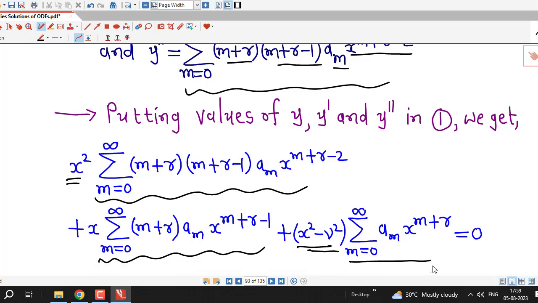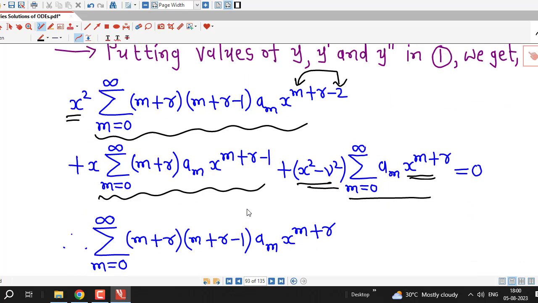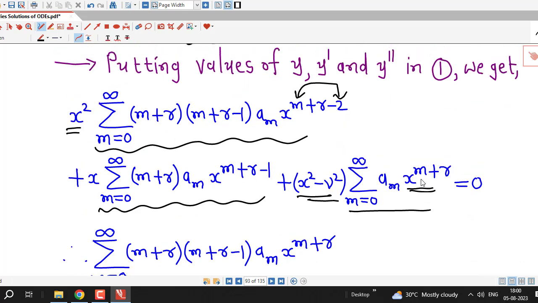Now the next step is we first make sure that in every summation the power of x is m plus r. Here it is not m plus r, and here also it is not m plus r. So before checking for x raised to m plus r, we first have to multiply each of these terms with each of these summations. So first I have multiplied x square with this x raised to m plus r minus 2, and it is x raised to m plus r, these things as it is.